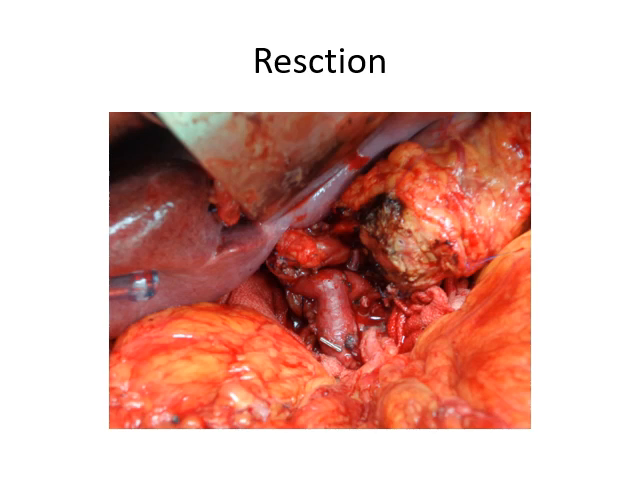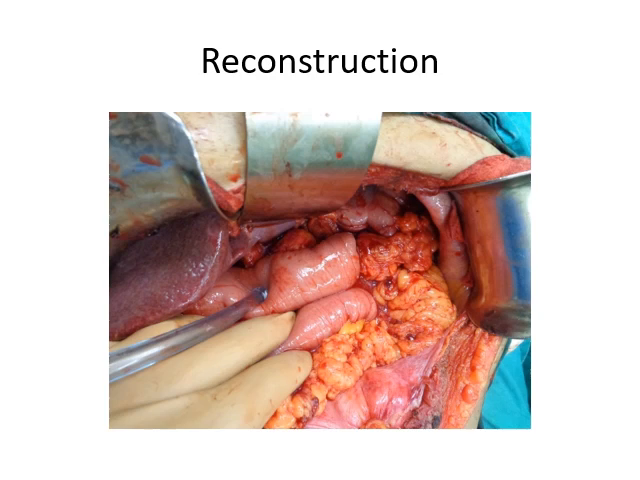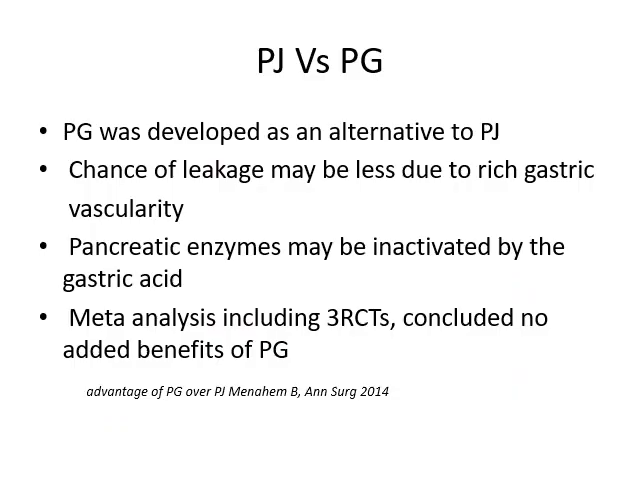So this is a picture of resection. Here we see this is a remnant part of the pancreas. This is the pancreatic duct, which is small, and this is the superior mesenteric vein. This is the splenic vein, and this is the portal vein. And this is the reconstruction after that, pancreaticogastrostomy and hepaticojejunostomy. This is the pancreaticogastrostomy, and this is the hepaticojejunostomy. So the debate is between pancreaticojejunostomy versus pancreaticogastrostomy.